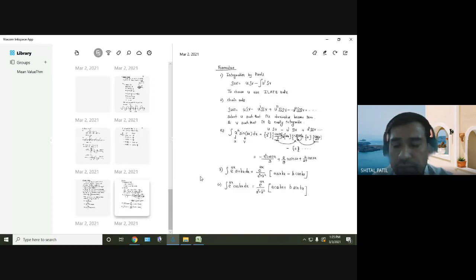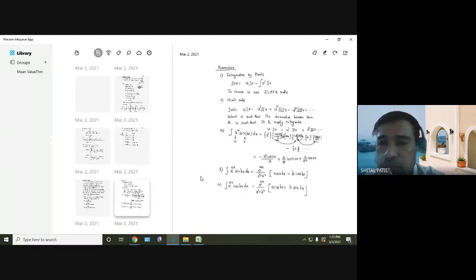Next, we have gone through a few formulas required to solve the examples from the Fourier series. Integration by parts, the original formula is known to us. To choose the u, we use the ILATE rule, I-L-A-T-E. Then the chain rule of integration by parts, that is written u integration of v minus u dash double integration of v, and so on.